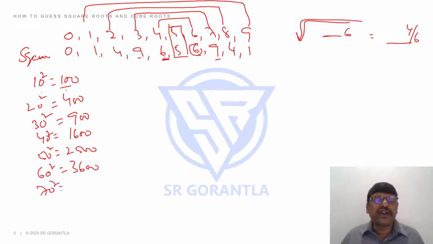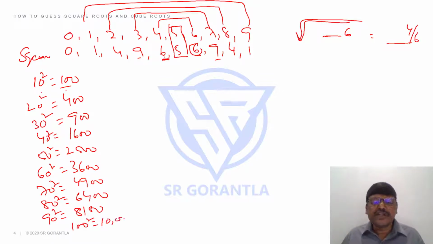70 square is 4900. 80 square is 6400. 90 square is 8100. And 100 square is 10,000. Students, beyond 10,000 also you can guess, but it may not be required. So when it's not required from the examination point of view, let's not spend time on that.